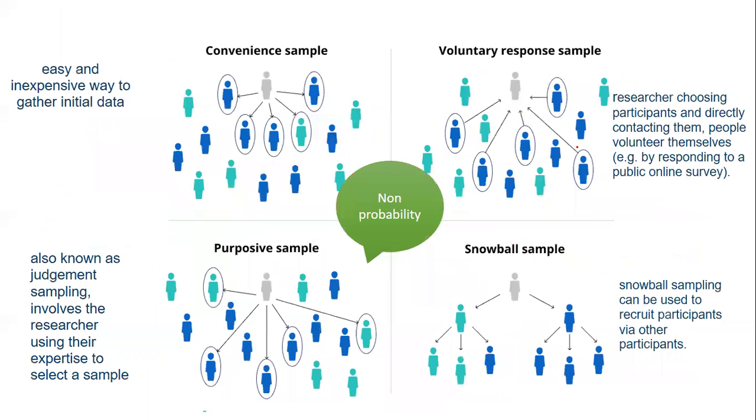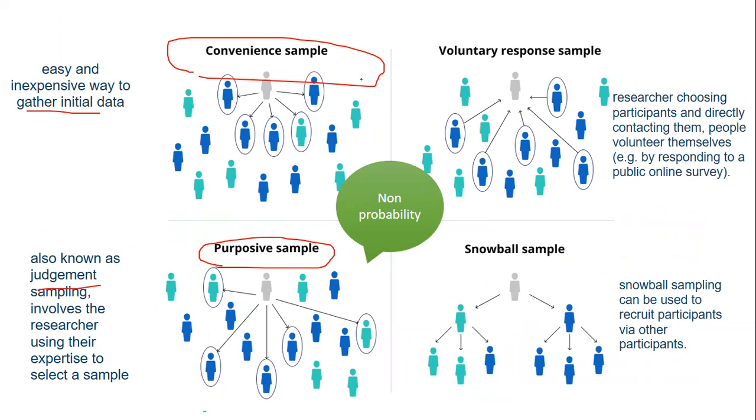Next, we have non-probability sampling, where we have convenient sampling, which is an inexpensive and easy way to gather the data. Purposive sampling, also called judgmental sampling, involves the researcher using their expertise to select a specific sample.